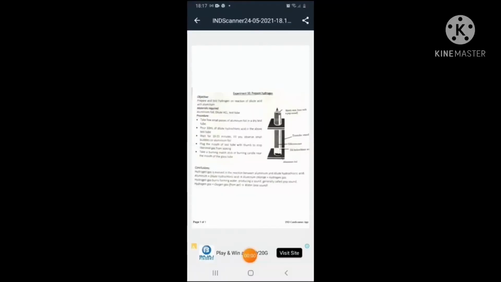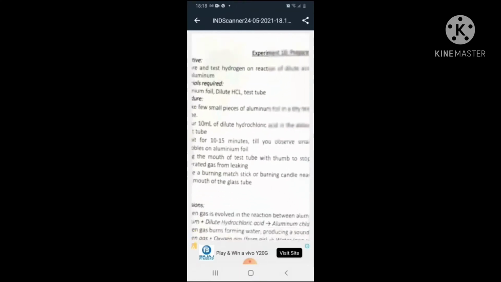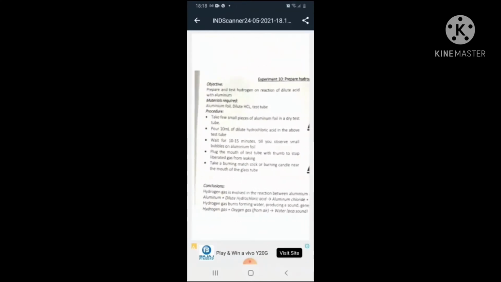So friends, now I will show you the chemical equation of this experiment. Here is the chemical equation. You can see on the screen that I have also shared the steps of this experiment. First there is the objective, after this the materials required, and after this the steps of this experiment. I have also told you these steps in the practical video.